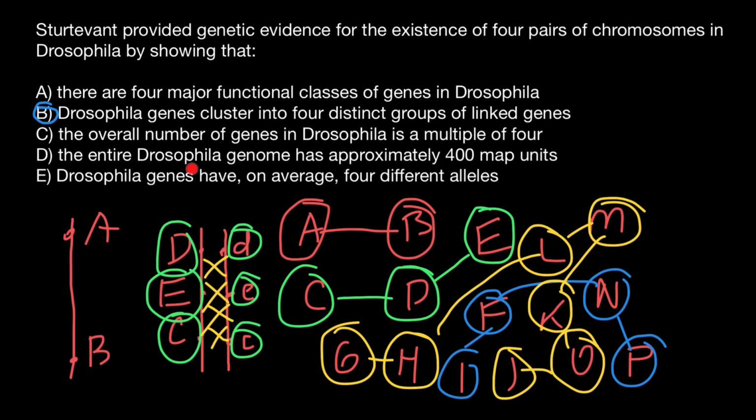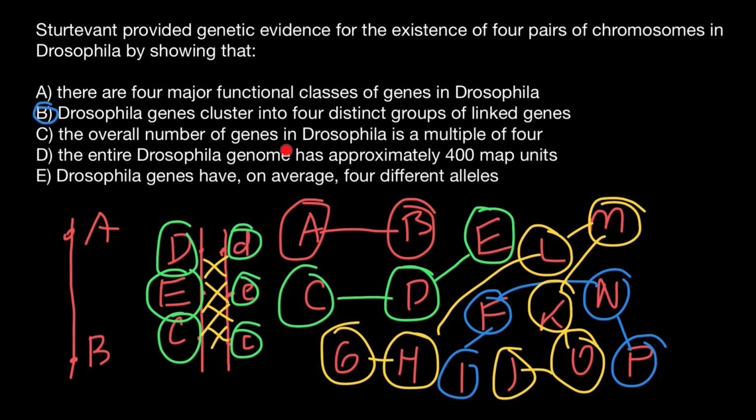Answer D, the entire Drosophila genome has approximately 400 map units. Also not true, because between 2 homologous chromosomes, the maximum crossing over frequency can be 50%, no more than that, whether gene D can be found here or here due to crossing over. So the maximum map units per 1 chromosome would be 50 map units. And if we have 4 chromosomes, the maximum will be 200 map units. 50 times 4 gives us 200.